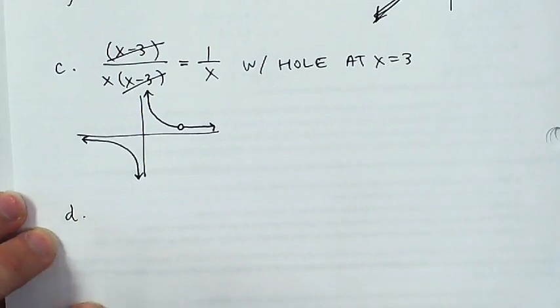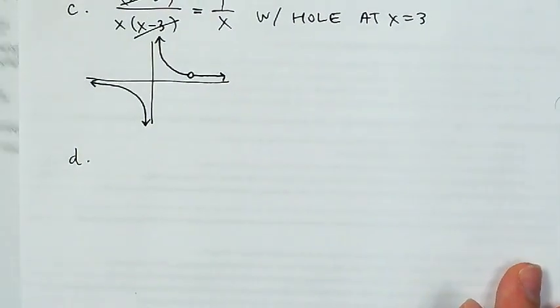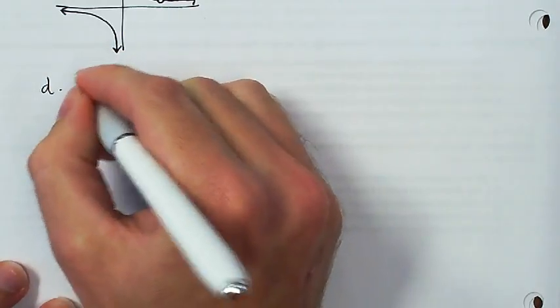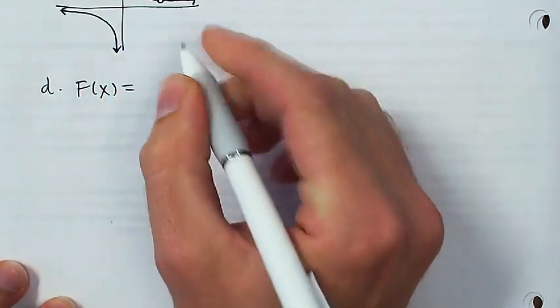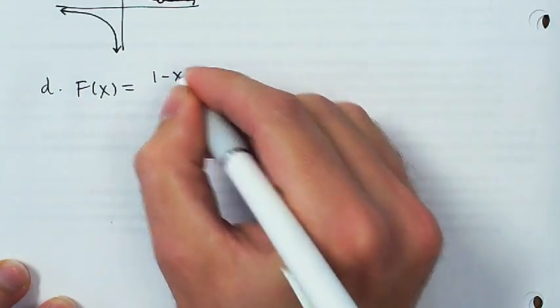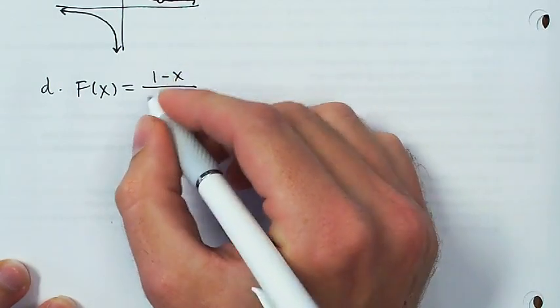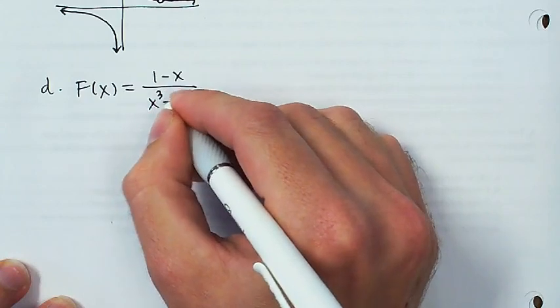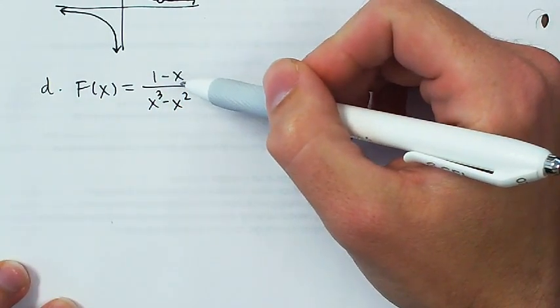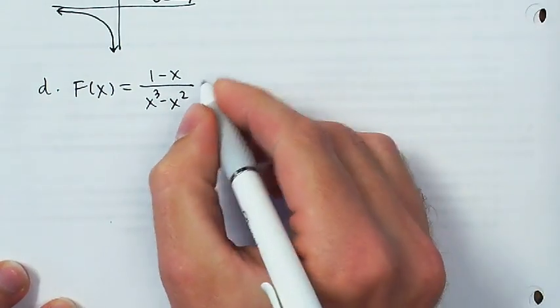Ooh, D. This one looks a little tricky. I don't think we've encountered a situation like this, so I'm going to just copy the problem. F of x is going to equal 1 minus x divided by x to the 3 minus x to the 2. Okay, so I don't know what to do on top. That doesn't really look right, but maybe on bottom I can factor out an x squared.